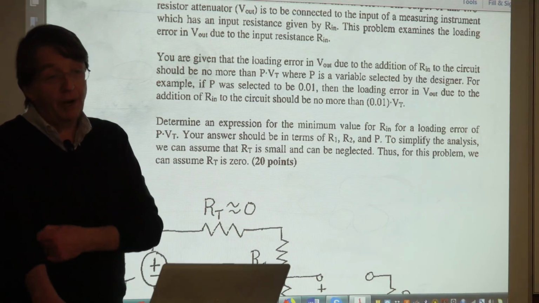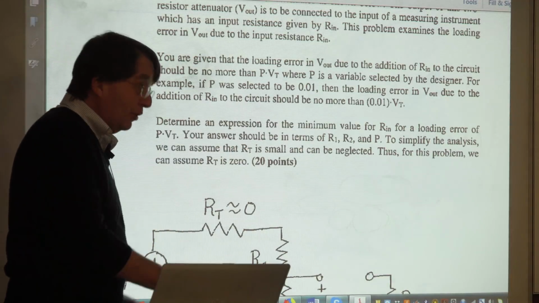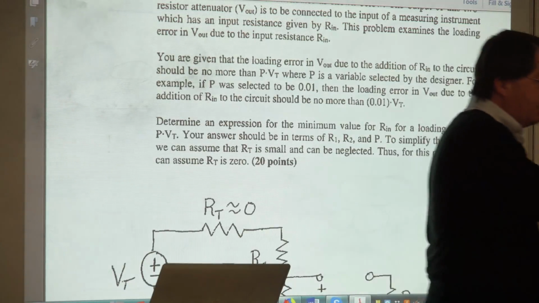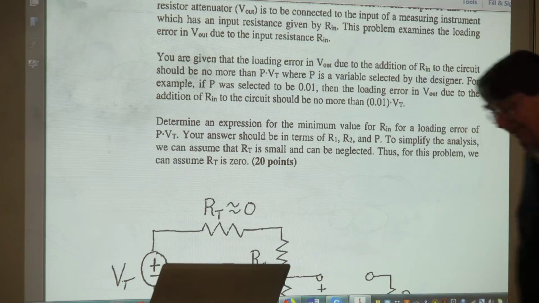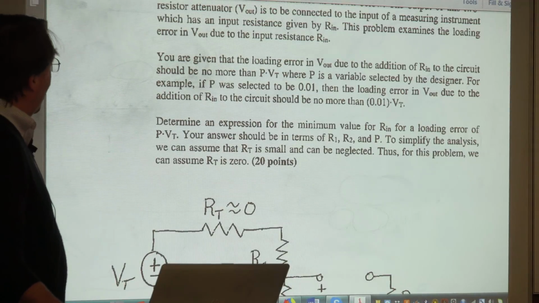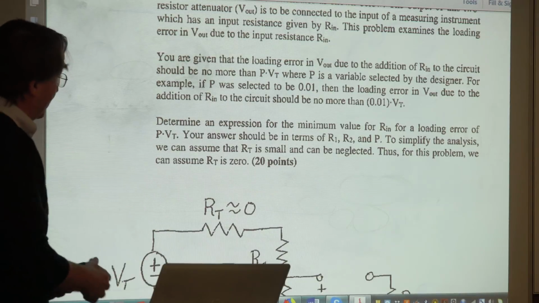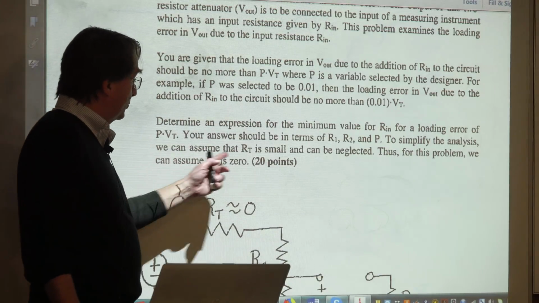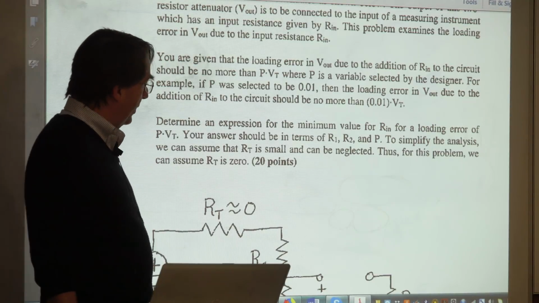Turns out this is a beautiful problem because this is a common network configuration. If Magdalena said, I want 3% error, and someone else said, no, I want 1%, we just plug in P of 0.03, P of 0.01, and we're going to get it. So I actually thought this was another fun one. Determine the minimum value of Rn. I thought I was giving you a break, and it wasn't that much of a break. To simplify the analysis, we can assume RT is small. That means it's 0. It's small compared to everything else.